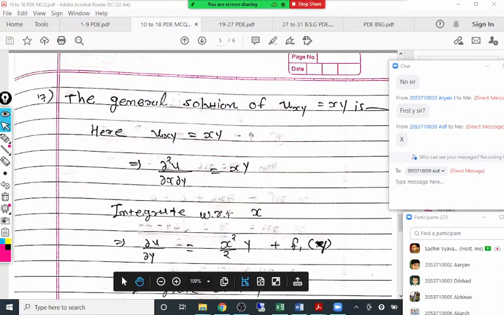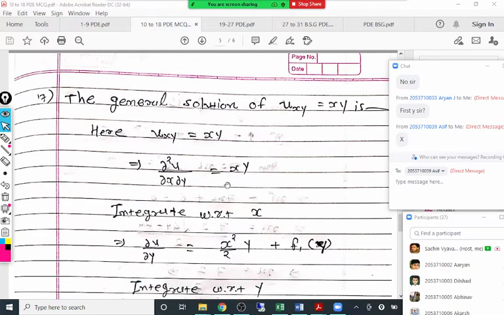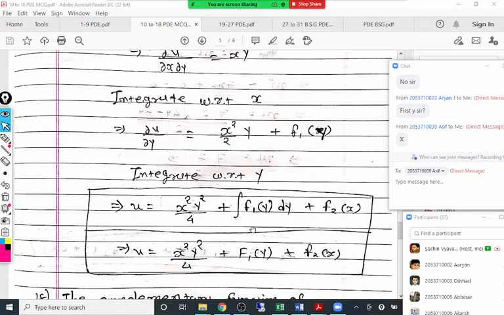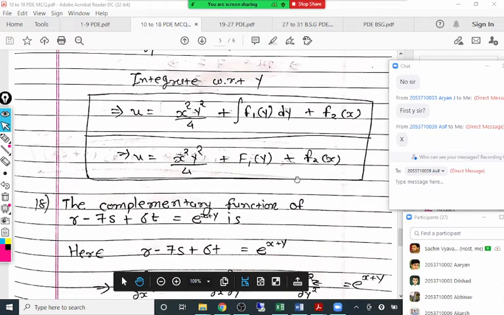17th, uxy equal to xy. We have to solve it. So dou square u by dou x dou y is xy. So first we have to integrate it with x. That's written correctly. And again we integrate with y now, and that is also correct. So this is the answer. Very good. Very good, Neil.